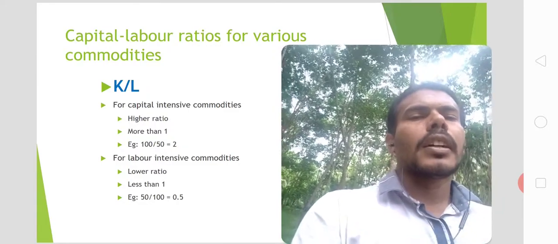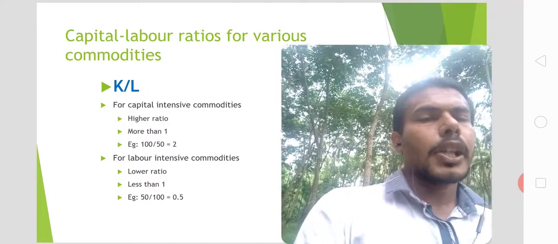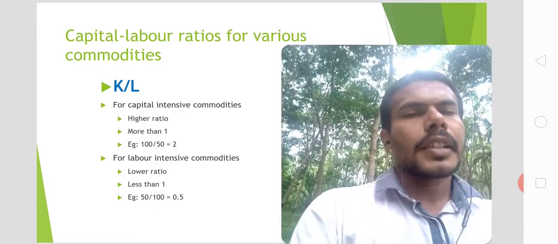So let's look at the details of the Heckscher-Ohlin theory, the assumptions of the theory, the arguments of the theory, and its criticisms in the coming parts.